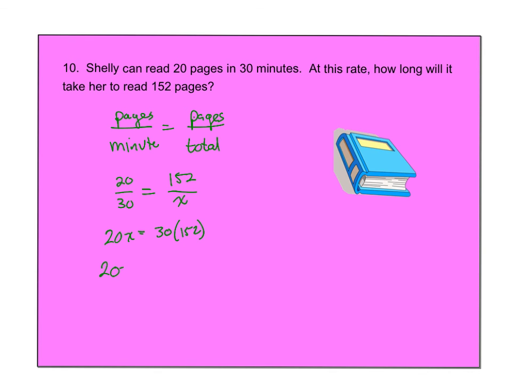So 20x is going to be 4560. So divide by 20, just a little algebra, and you should get 228 minutes. Okay, so if you really want to know, divide that by 60. That's 3.8 hours. So it'll take 3.8 hours, so not quite 4 hours for her to read that book.